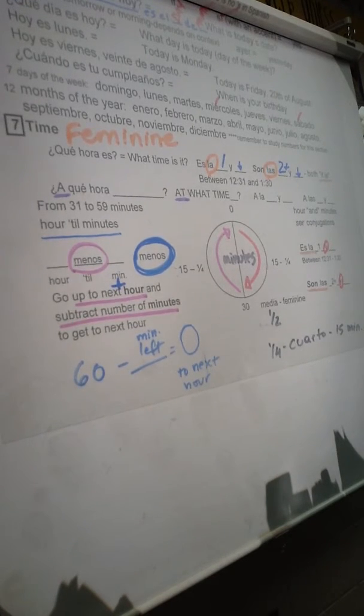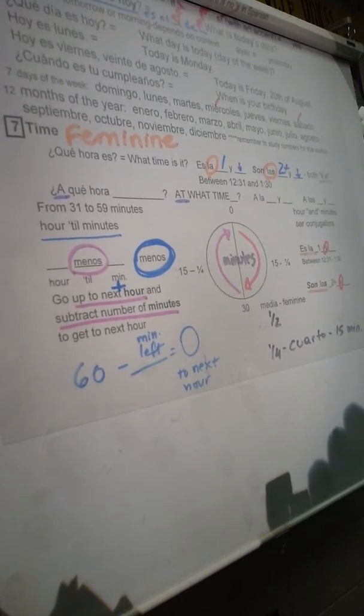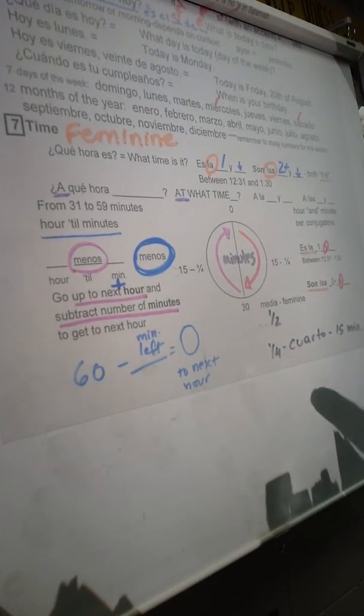And then you can use media for half, middle of the hour, and then cuarto for a quarter or 15 minutes. But either one is acceptable. That's good.